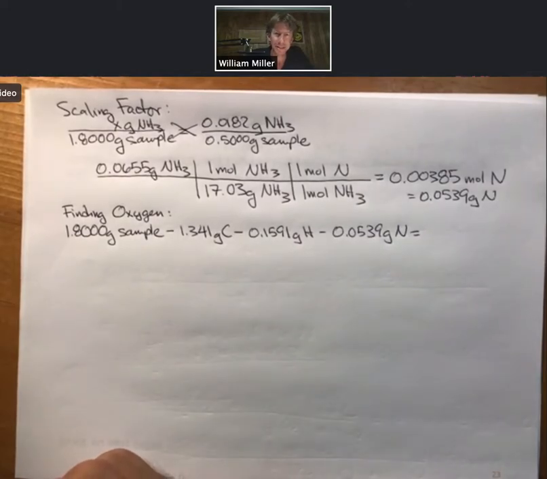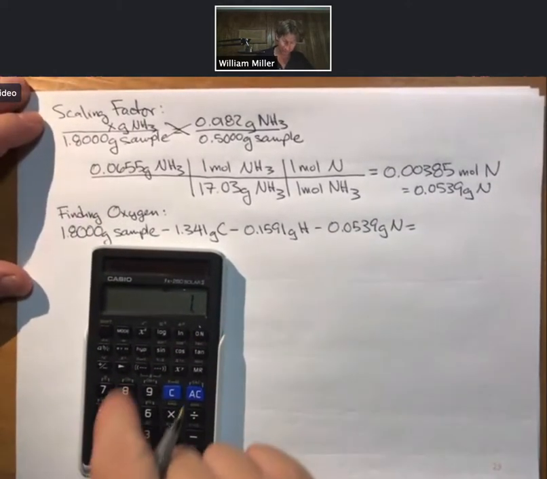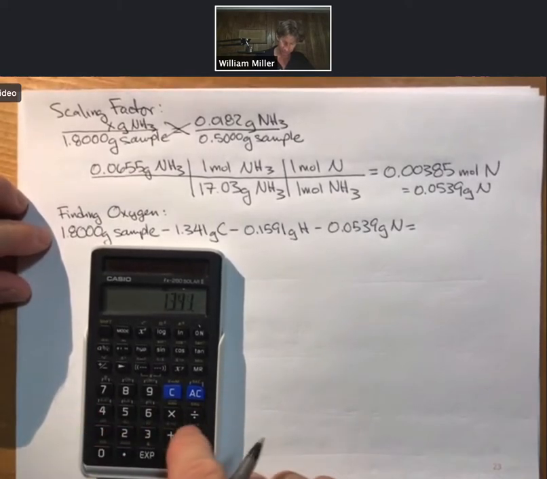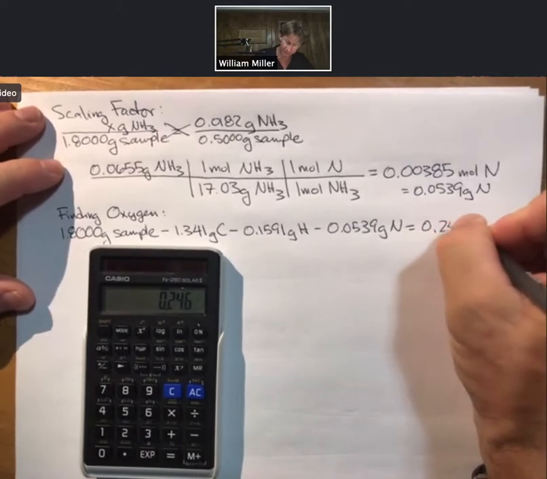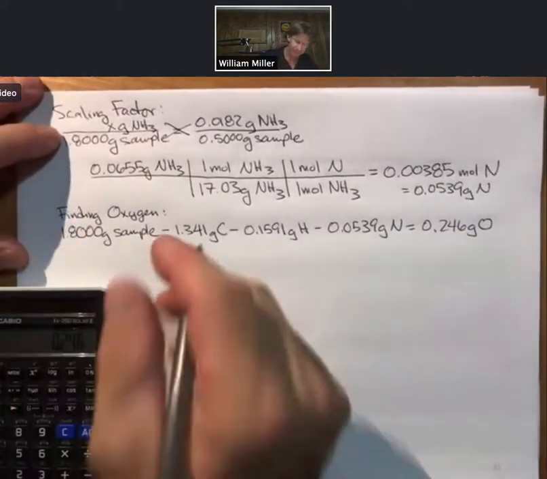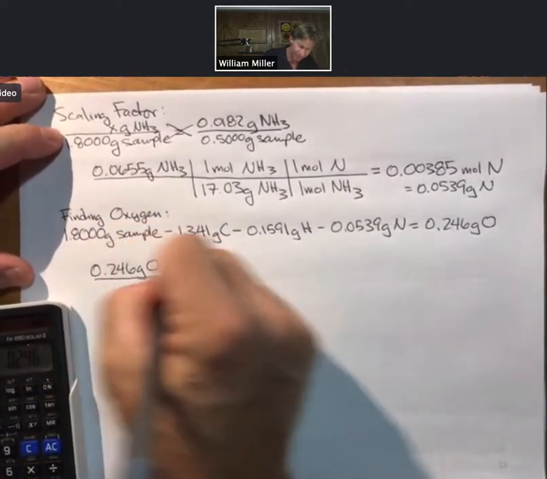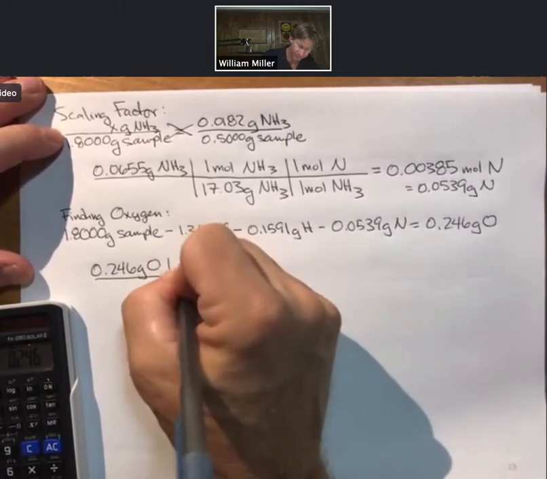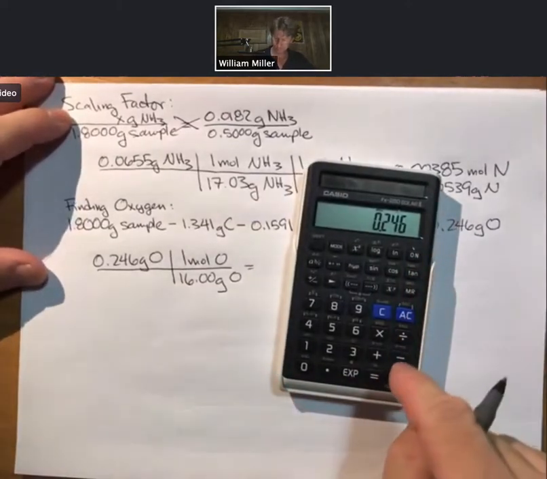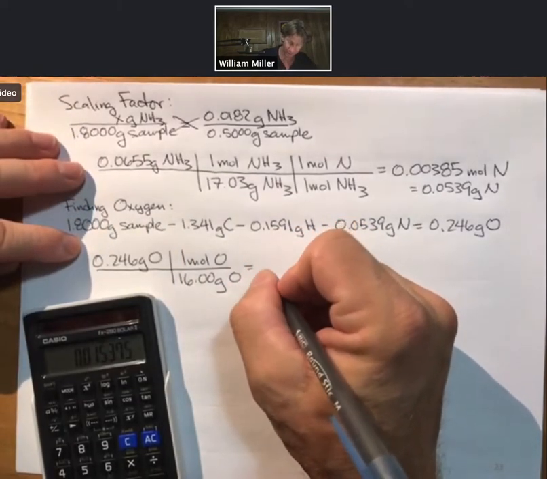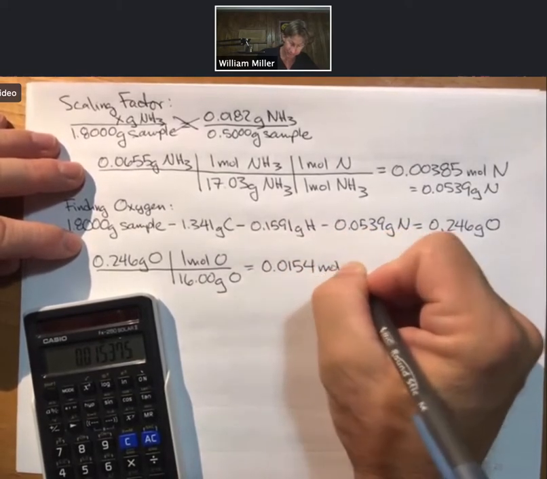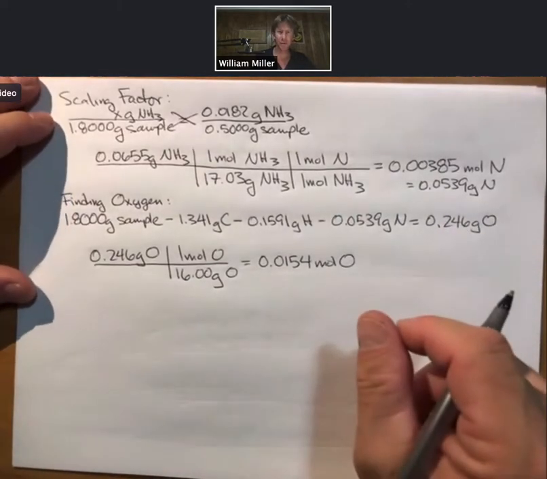And the hardest thing about this is staying organized. This is a long problem. And if you grab the wrong number at this point, it will throw you off. Hopefully I'm good. Hopefully all my calculations have been good so far. I take my 1.8, 1.341, minus 0.1591, minus 0.0539, 0.246 grams of oxygen. Turn that into moles of oxygen. And we're almost there. 0.01538, 0.0154. All right, so now we have moles of everything.